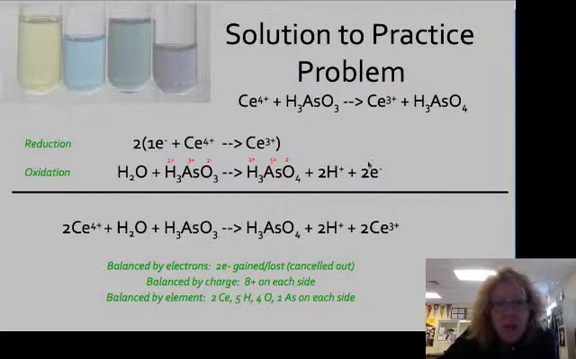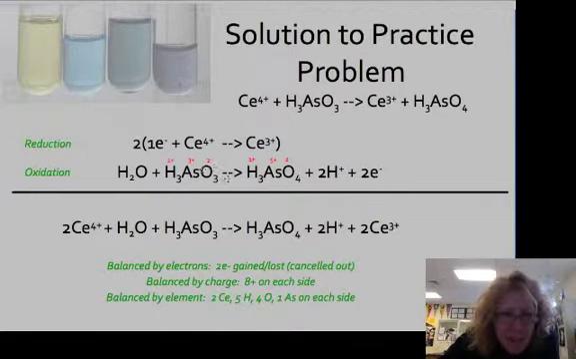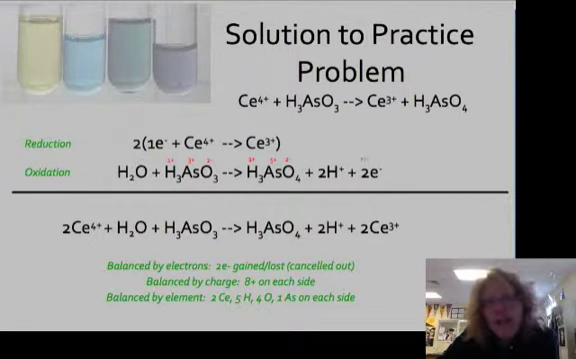We had 2 electrons lost, so I had to make this 2 electrons gained. Let's see, what did I start with? There were 3 oxygens here and 4 oxygens here. That's why I had to add a water molecule, and then I added the hydrogen ions to balance them out. And then here is our final combined reaction. So it's all balanced out.